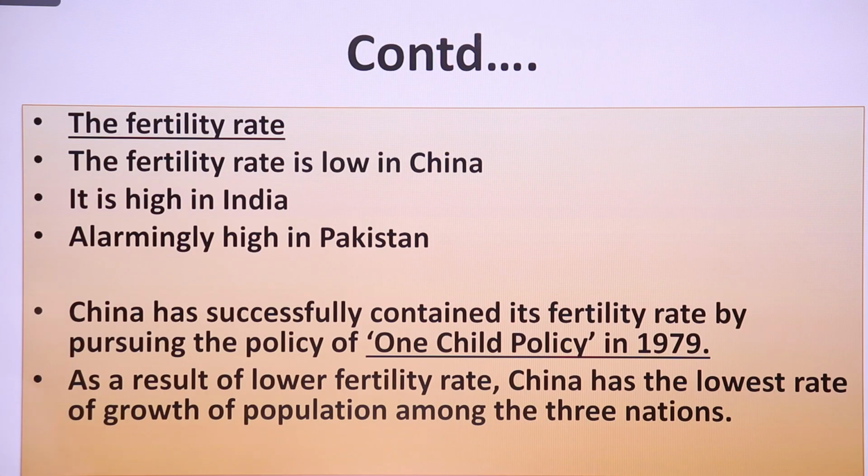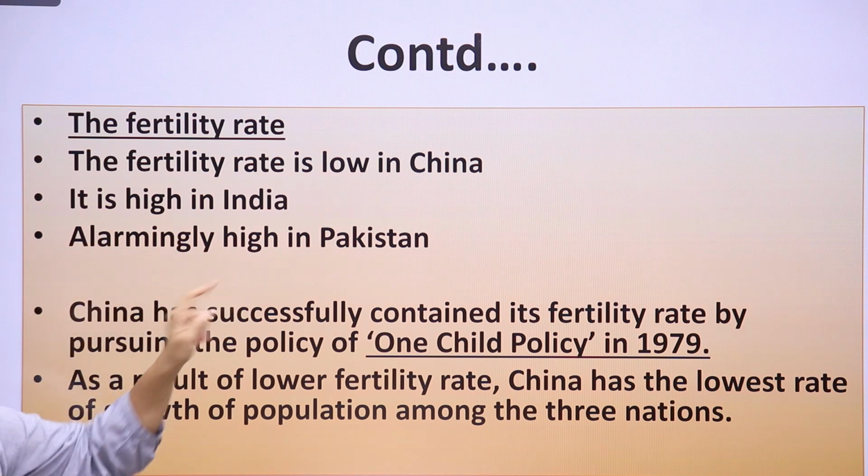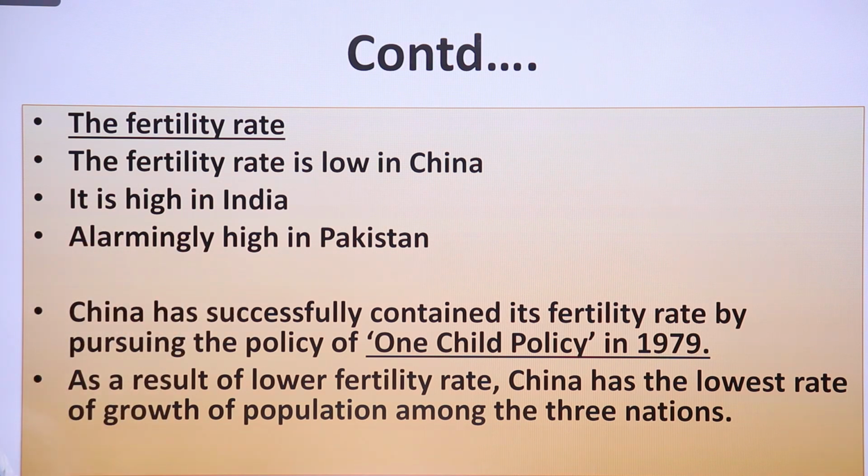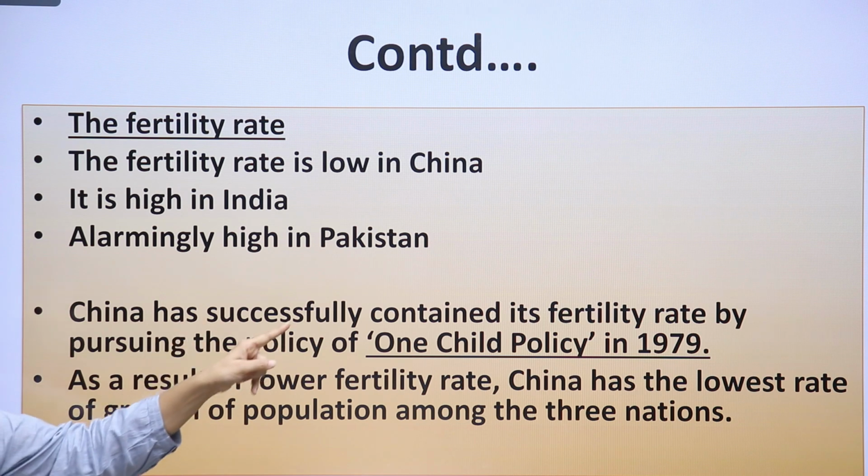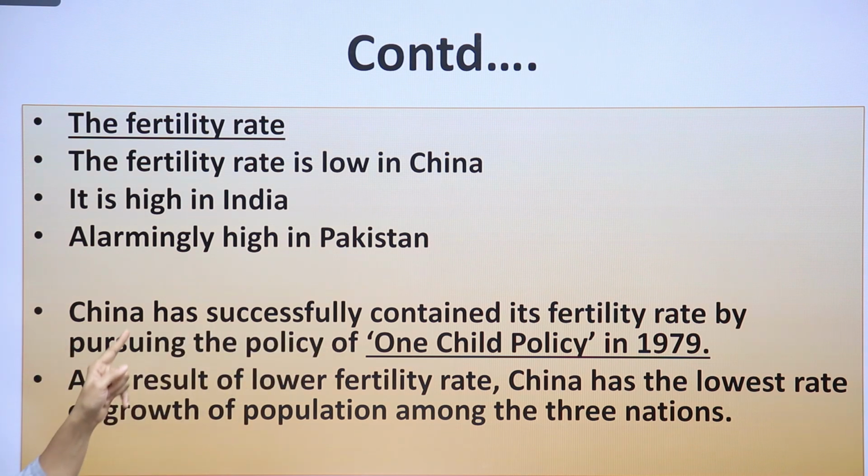Then the fertility rate. The fertility rate is low in China, it is high in India, and alarmingly high in Pakistan. That means Pakistan's fertility rate is very high. More and more children are being born over there. China has successfully contained its fertility rate by pursuing the one child policy in 1979. In 1979, China experienced a population explosion and its population was increasing at an alarming rate.